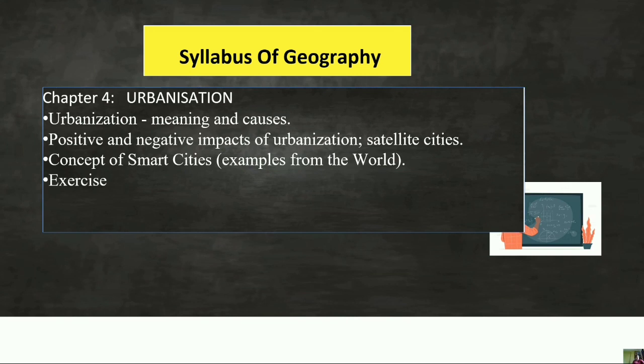Chapter number 4 is about urbanization. In this chapter, we will learn about the concept of urbanization, the meanings and their causes. Then we will discuss the satellite cities and the concept of smart cities and specific examples regarding smart cities. Then we will practice some questions.